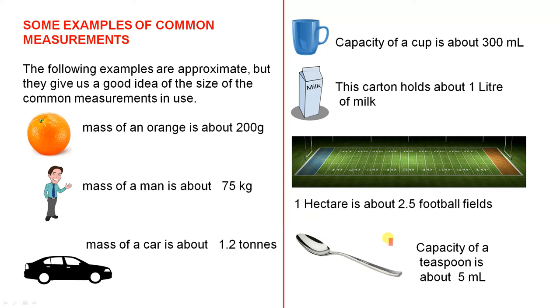And in cooking, you might see that the capacity of a teaspoon is about 5 millilitres. So those measurements just give you a rough idea about the size of some of those measurements in the metric system.